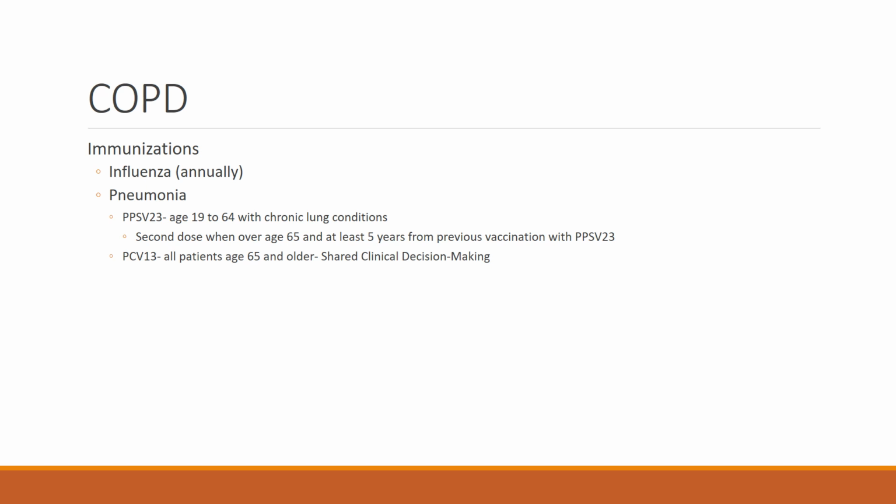The PCV 13, which is commonly given to all children, had been recommended for all patients over the age of 65, so 65 and older. That recently changed in late 2019, that the PCV 13 should be discussed with patients as part of shared clinical decision making to determine if they would benefit from the PCV 13. So it is no longer a blanket recommendation that all patients receive the PCV 13 once they hit age 65. It's really something to consider and think about with your patient.